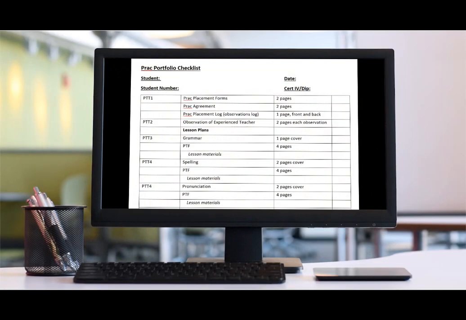Information for completing your PRAC portfolio for Certificate 4 and Diploma in TESOL. First, let's discuss the checklist and look at each item one by one to ensure that we get all the documents we need for completing our practical TESOL placement.